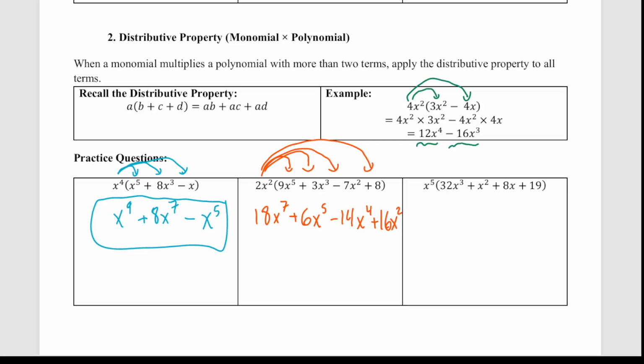And then for this last one, positive x to the fifth times 32x to the third will leave us with 32x to the eighth.